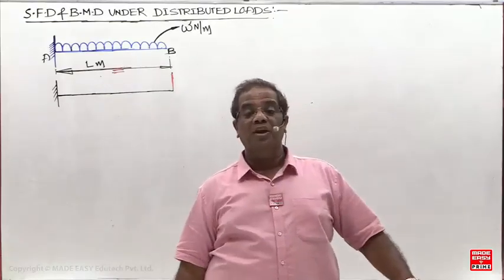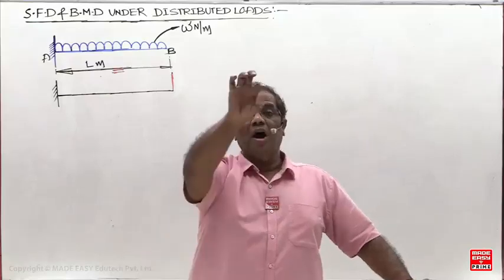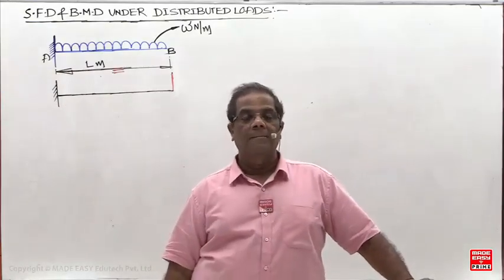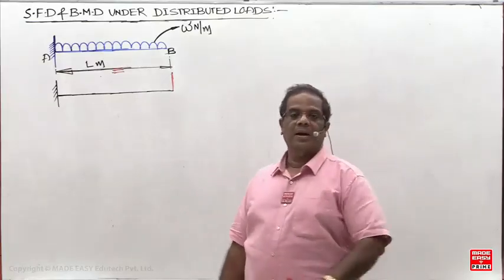What is the best example for a UDL? Self weight of a horizontal member.